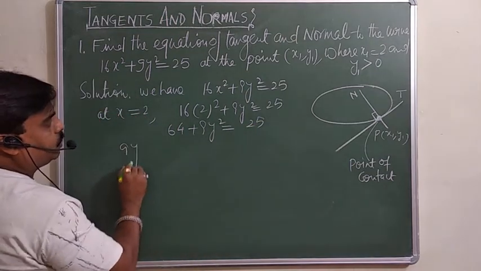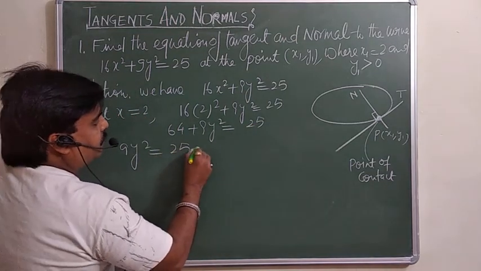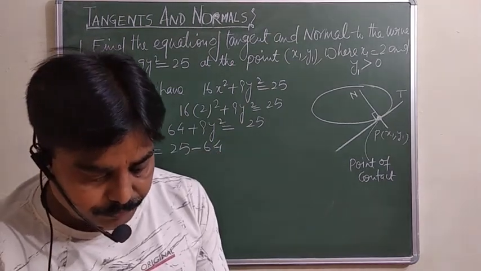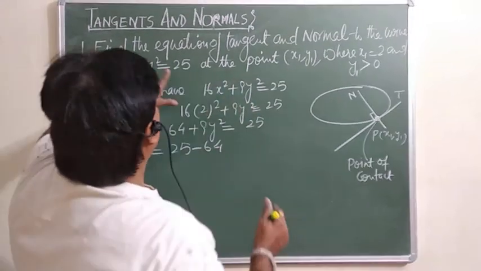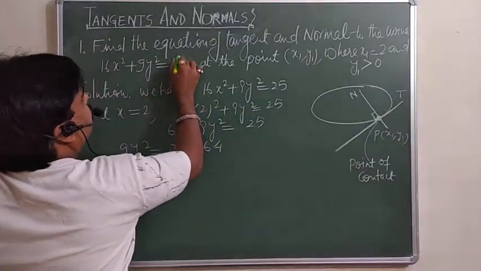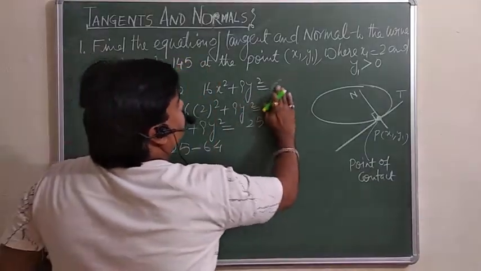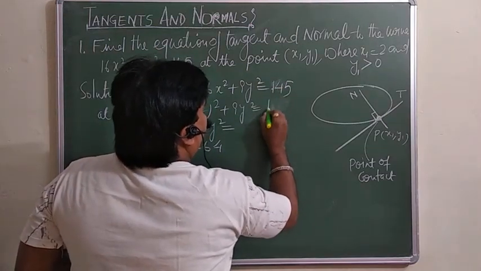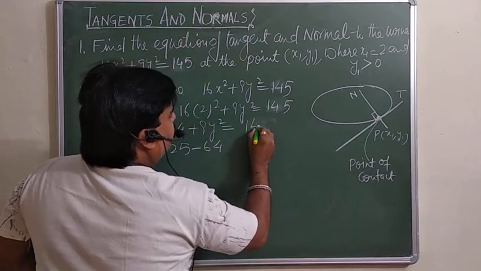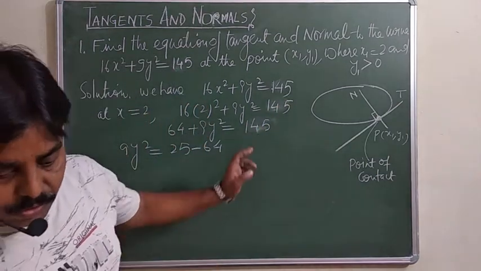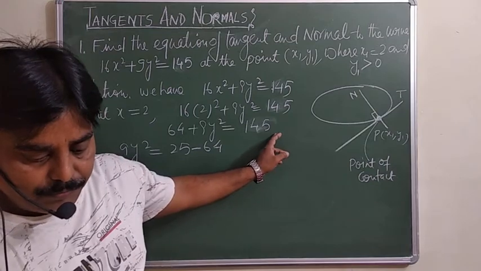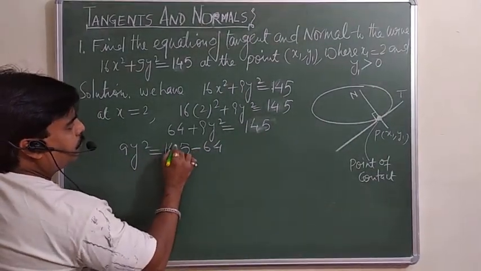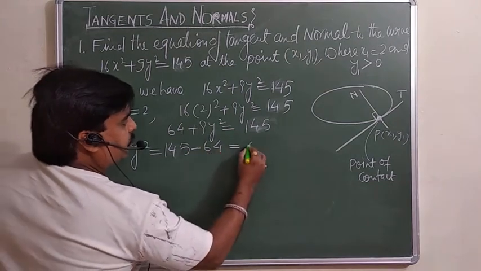So 9y square is equal to 25 minus 64. So a negative value is coming. It should not be negative. Sorry, this is not 25, this is 145. Because the value of this cannot be negative. It is 145. Yes. So 145 minus 64, you will get 81.